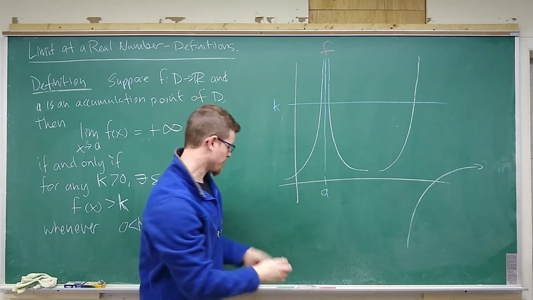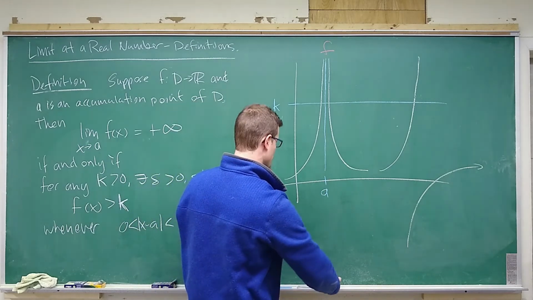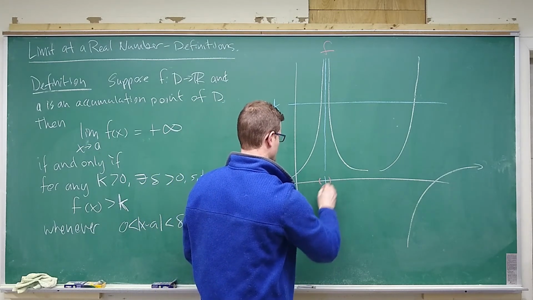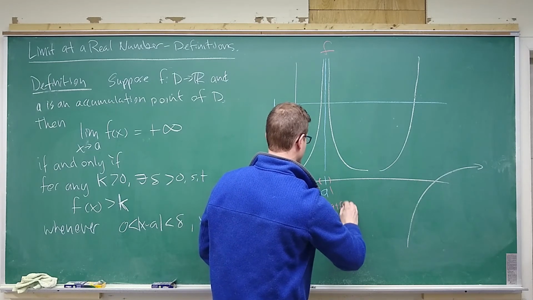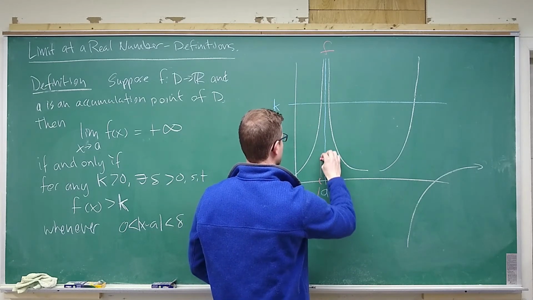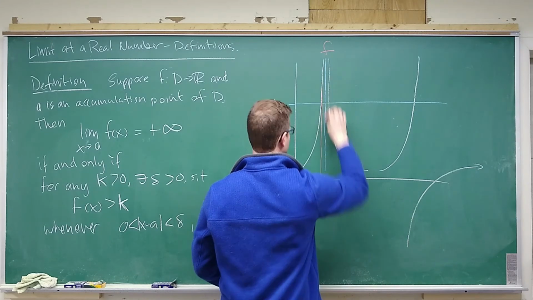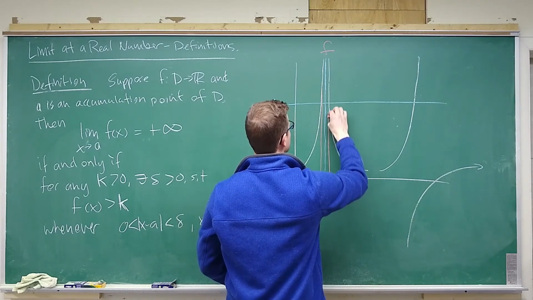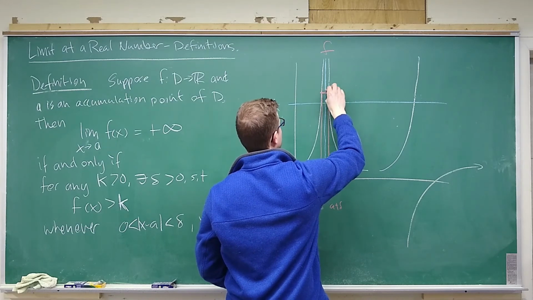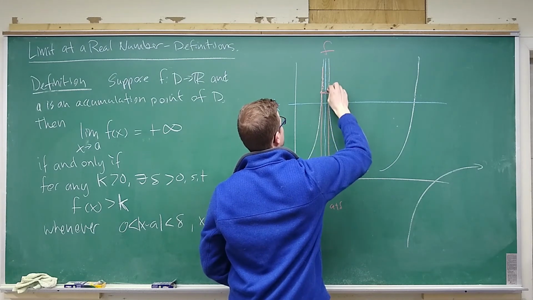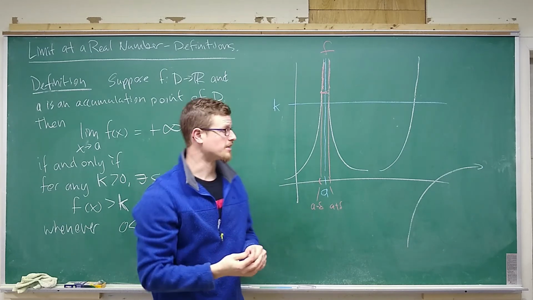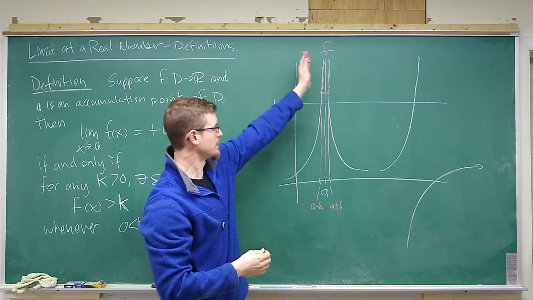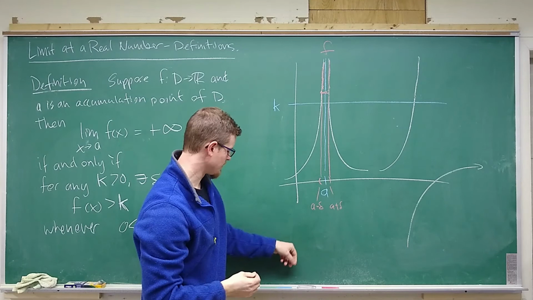So whenever I can find some small window around A, from A minus delta to A plus delta, whenever I can find that within that window my values are beyond k, right? That hits here, so these are my values. They're all above k. Excellent. So we know that that limit is positive infinity.